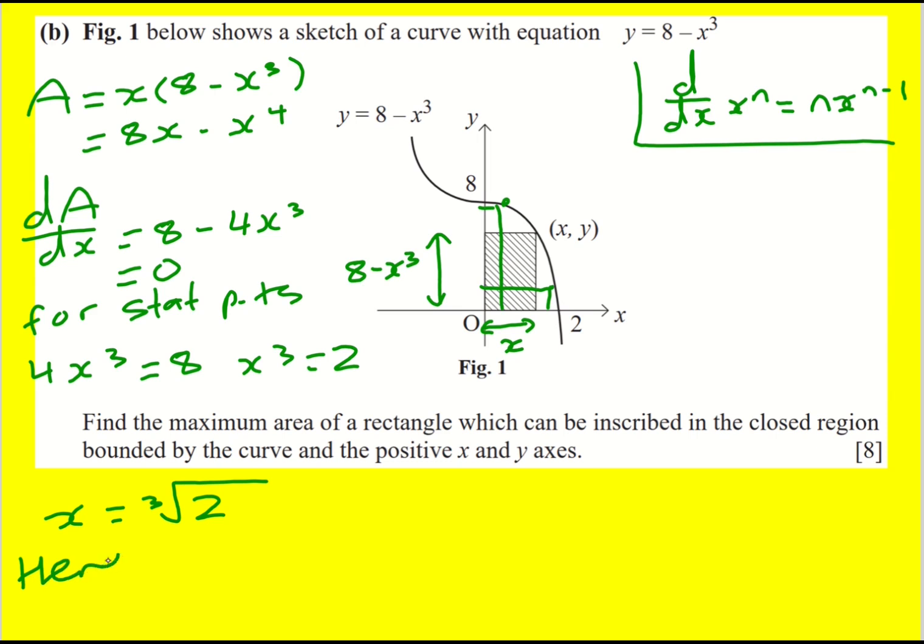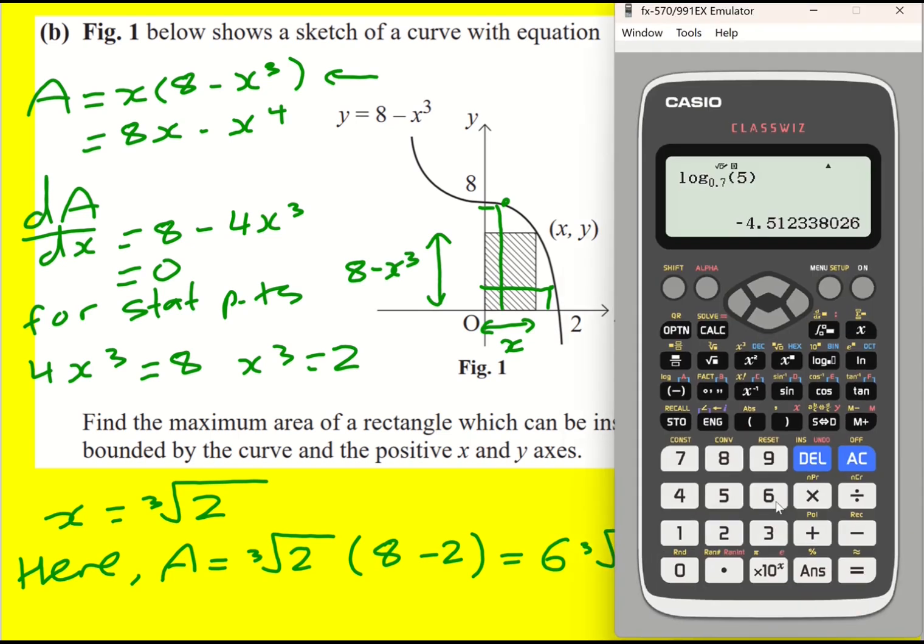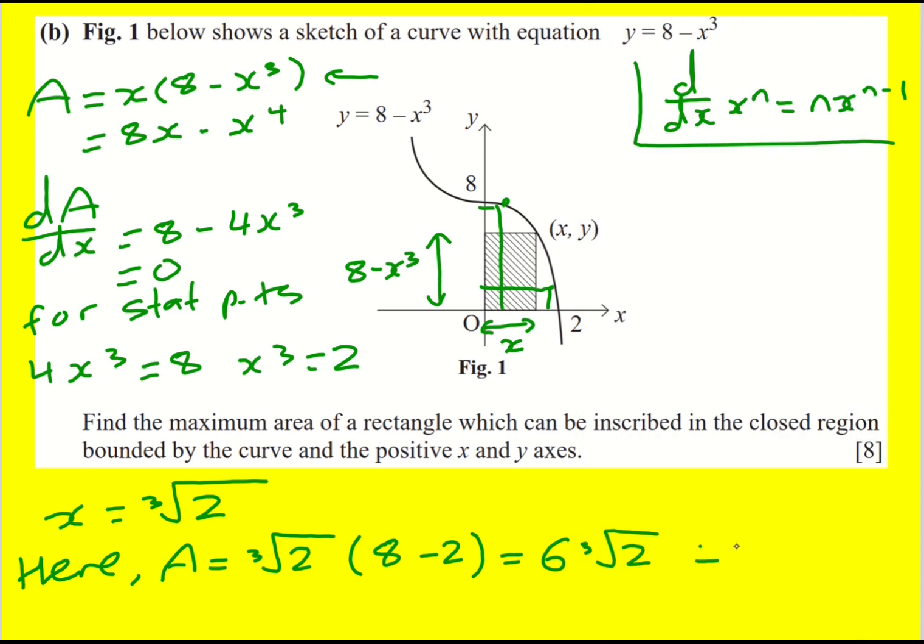And here, A is going to be, I'm going to actually put it back into the top one, so it's going to be the cube root of 2 multiplied by 8 minus 2, which is going to give me 6 times the cube root of 2 for the area. It's fine to leave that exact. You might just want to write it down to some decimal places as well. In fact, they do in the answers. That's the main reason I say it. So 7.56.